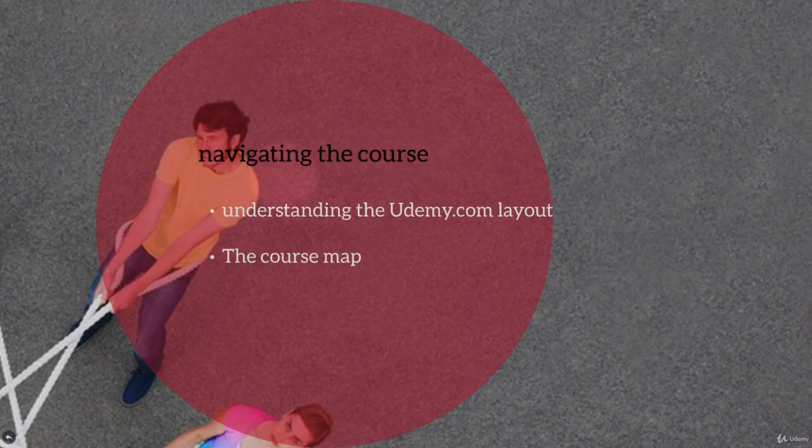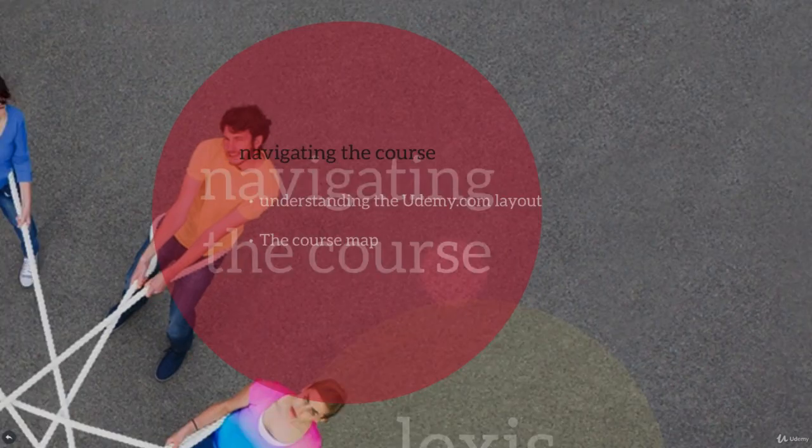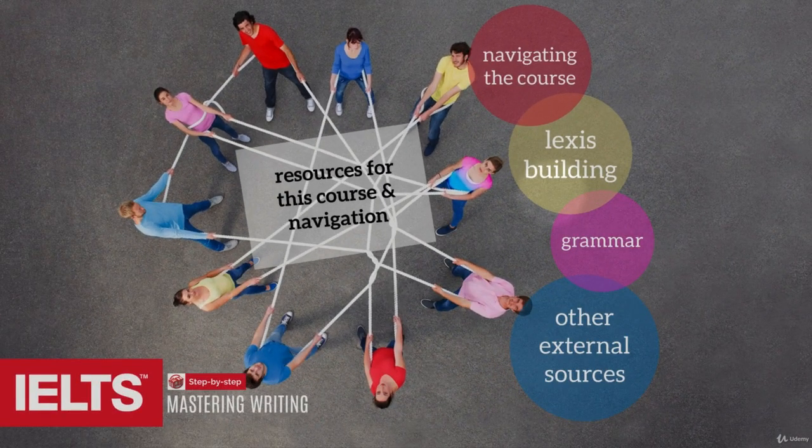Okay, so we've talked about navigating the course, how Udemy works, and the course map, which are, as I said, available in the resources. Now let's talk about lexis building. Now lexis is another word for vocabulary, but it's not just vocabulary, it's also phrases. Okay, so phrases as well as vocabulary, and all of that is called lexis. Okay, and you'll be learning a combination of phrases and a bit of vocabulary.